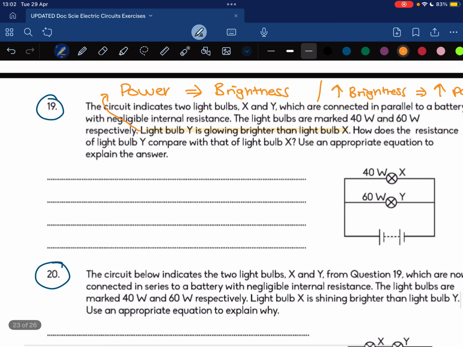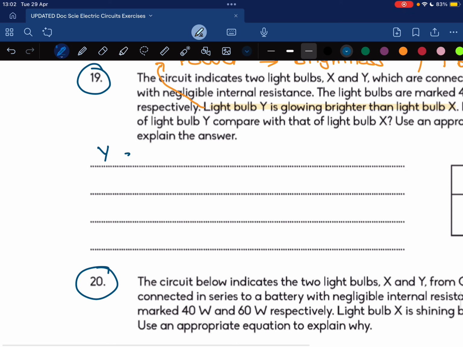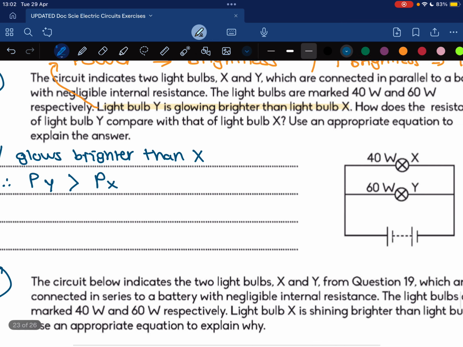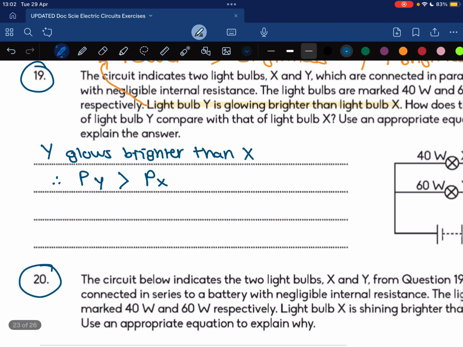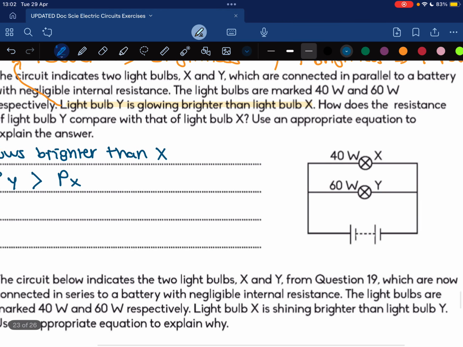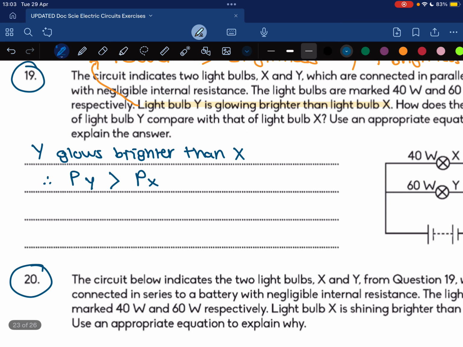So if I look at this question here, I can see that Y glows brighter than X, which means that therefore the power of Y is greater than the power of X, even though I can technically see that because they said 60 watts and 40 watts. Okay, so because the power is greater in Y than it is in X, I need to now compare. It says, how does the resistance compare of the light bulb Y? And then to use an appropriate equation.